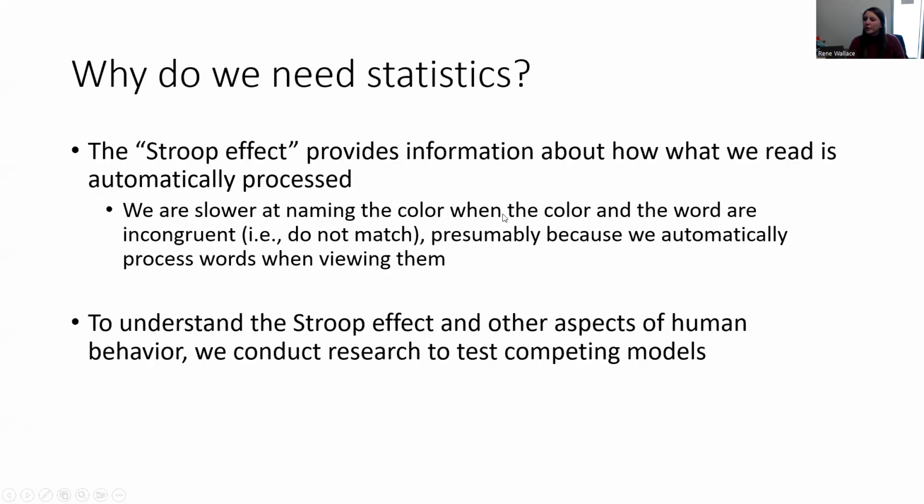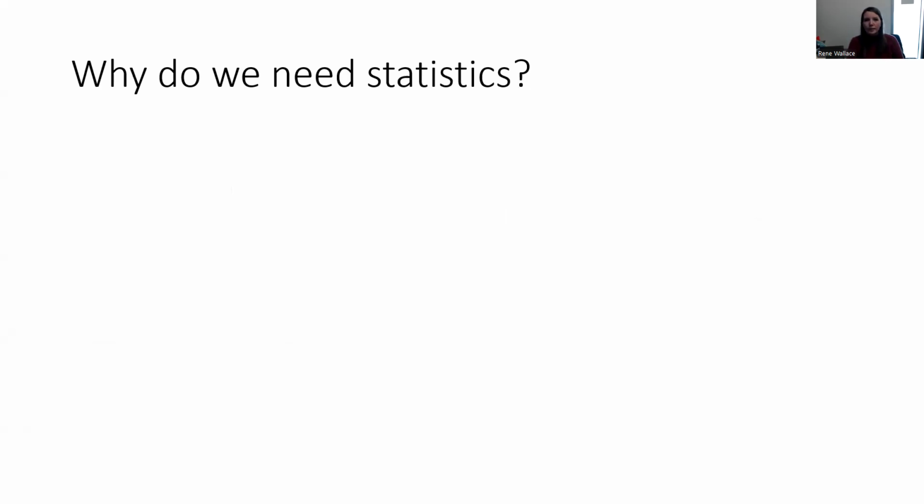We know that we're slower at naming the color when the color and the word are incongruent, don't match, presumably because we automatically process words when viewing them, right? We're presuming that; we haven't been able to prove that quantitatively. We don't have any numbers to support that. We just saw that the second one was slower, and that's what we're assuming. To understand the Stroop effect and other aspects of human behavior, we conduct research to test our competing models. But what does competing models mean? That's the statistics part, right? That's the statistics portion of what we're learning, these competing models. So that's why we need statistics.